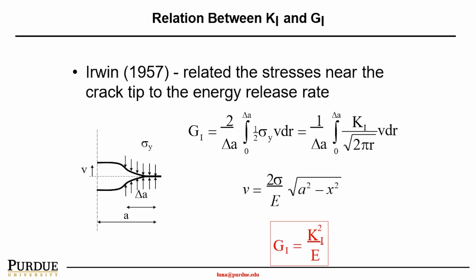In 1957, Irwin expanded Griffith's theory from brittle material into ductile material by relating the stress near the crack tip to the energy release rate. So he looked at it from an energy standpoint and related it to the previous mechanics standpoint. Therefore, he got the very famous equation G1 equals K1 squared divided by E. G is the critical energy release rate, as we discussed in Griffith's theory.